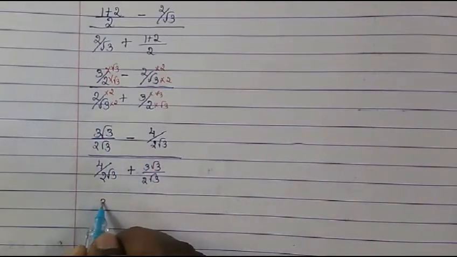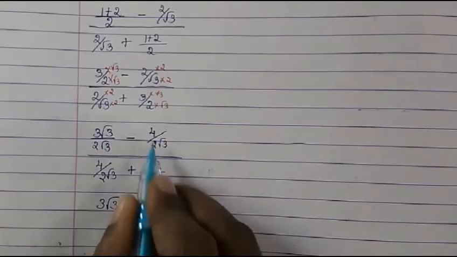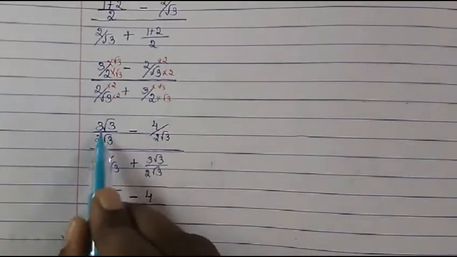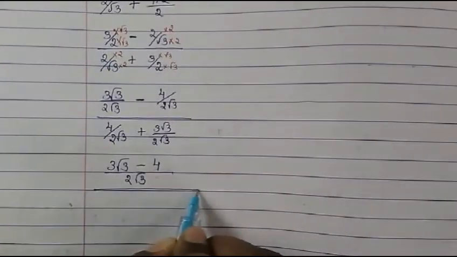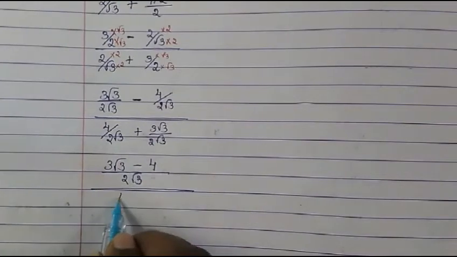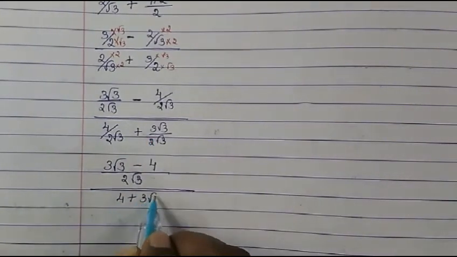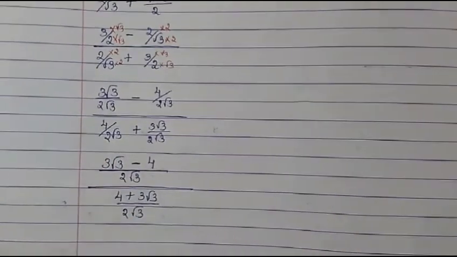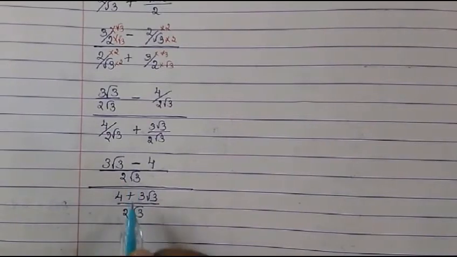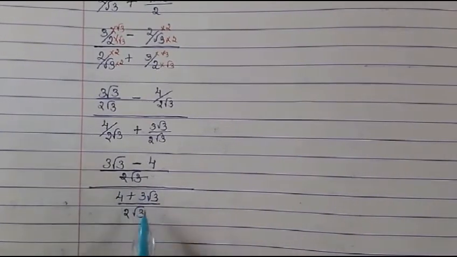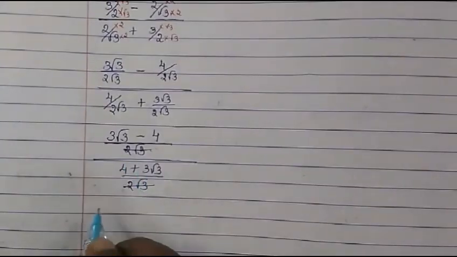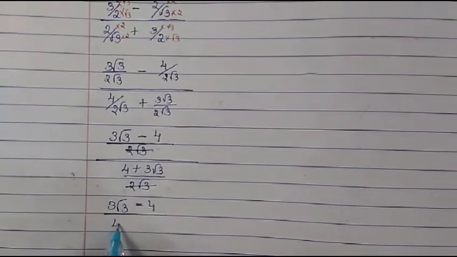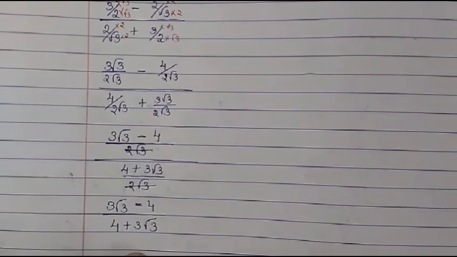So this we will write minus 4 upon 2 root 3. Okay, this we have written down. Now same way, this 4 plus 3 root 3, the denominator is same, so once we will write down. Now here also denominator same number, here also in denominator same number, so we can cancel this. Then what we are left with, 3 root 3 minus 4 upon 4 plus 3 root 3. Up to here is it clear?